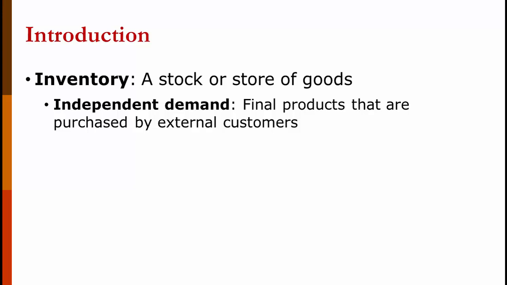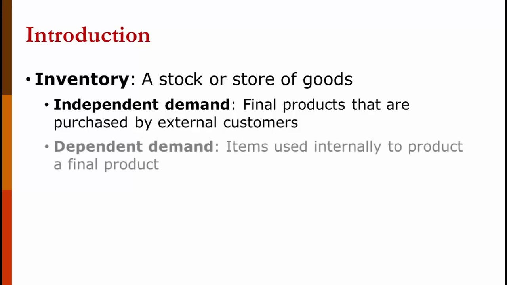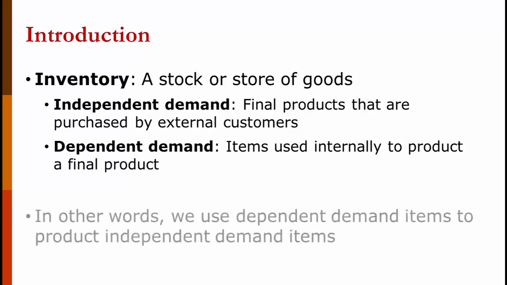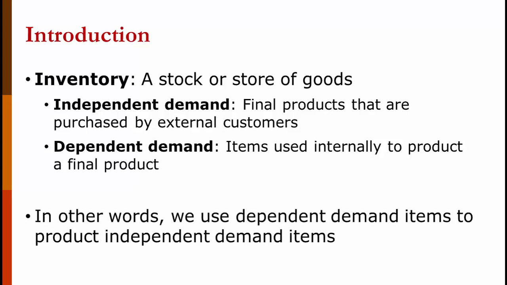Keep in mind that a lot of companies sell their products to other companies, so what they call independent demand might not look like final products to you and me. Dependent demand are items used internally to produce a final product. For Ford Motor Company, that would be engines, transmissions, and tires. Some of those they would make. They might make their own engines and transmissions, for example. Others they might buy. They would buy their own tires, for example. In other words, we use dependent demand items to produce our independent demand items.